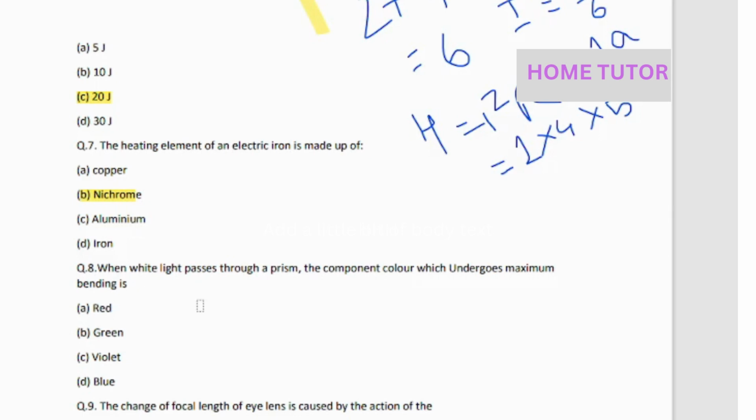Next question, question number 8. When white light passes through a prism, the component color which undergoes maximum bending is option A red, option B green, option C violet, and option D blue. So the answer is option C, violet.